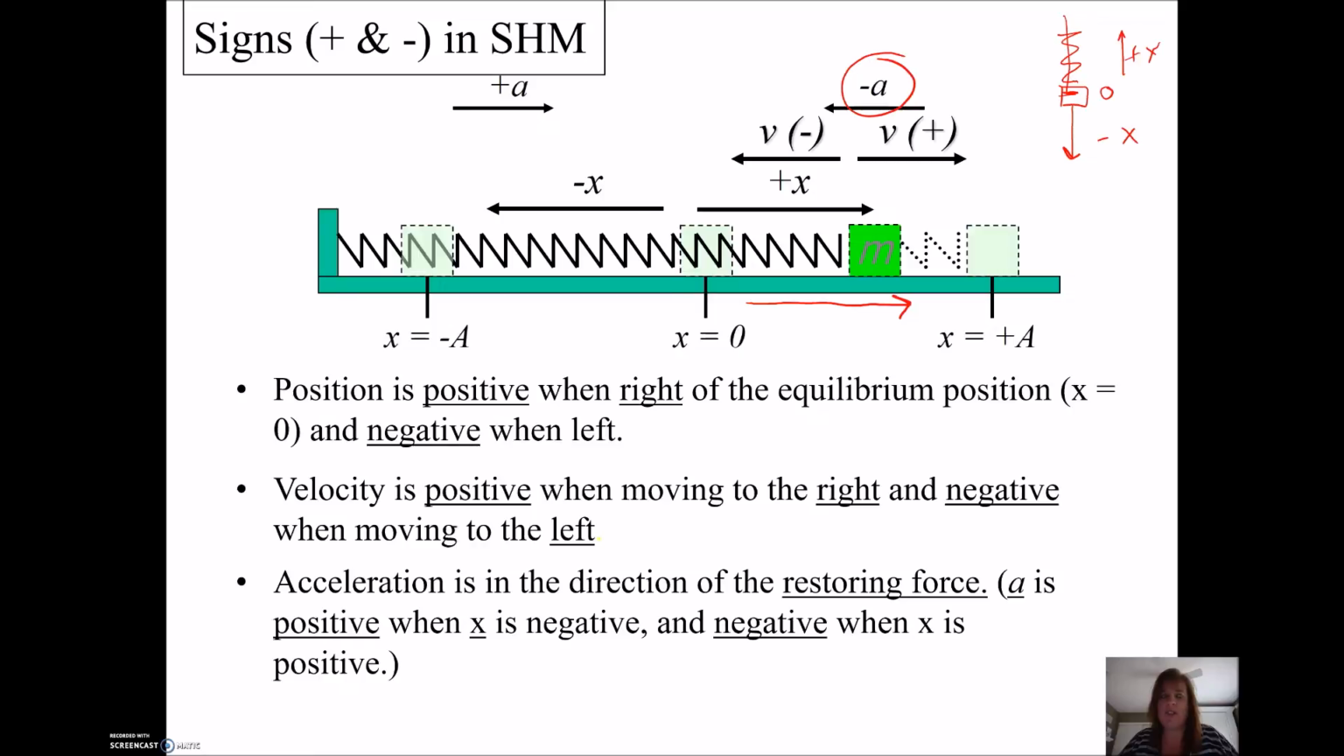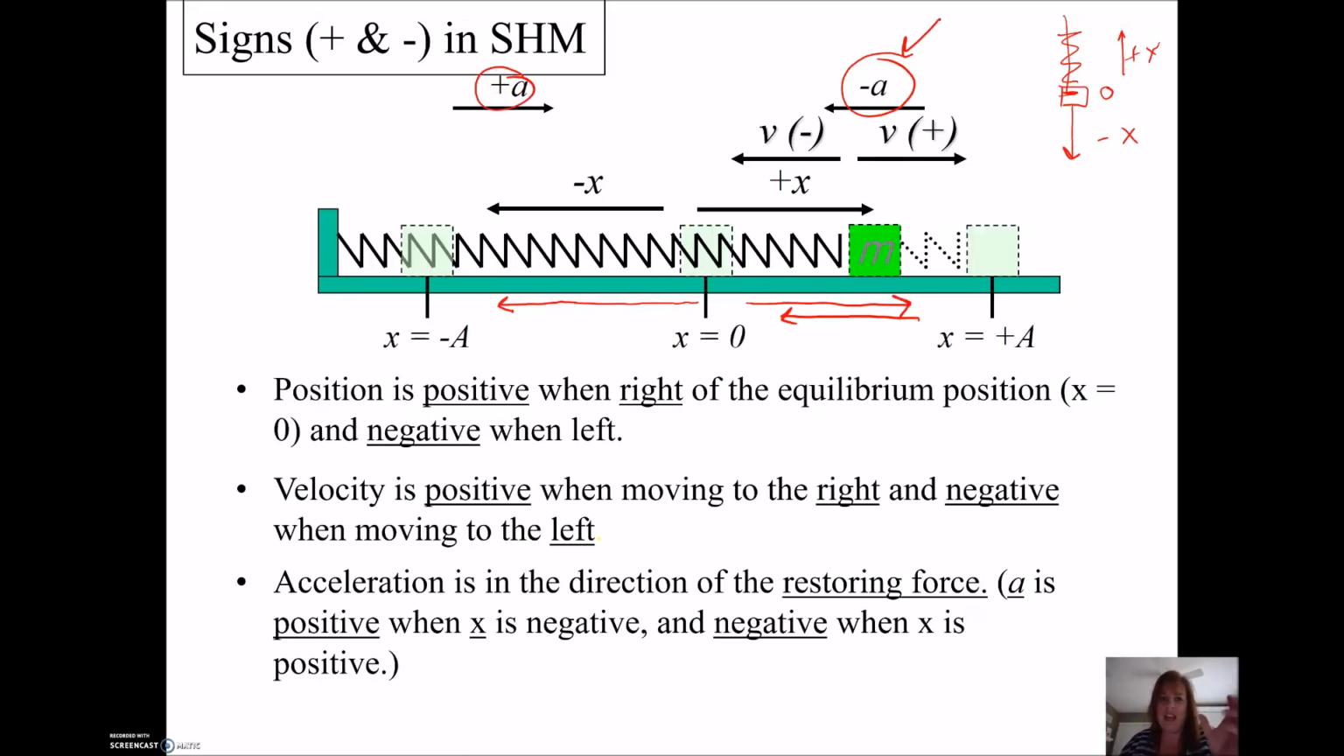Right? And then I reach amplitude and I stop and I start to come back. And so now I'm speeding up as I move towards that equilibrium position. So I'm speeding up in the negative direction, and speeding up in the negative direction is also a negative acceleration. And then I shoot past here, right? And as I compress, I start to slow down. And now I'm slowing down in the negative direction. Slowing down in the negative direction is a positive acceleration.